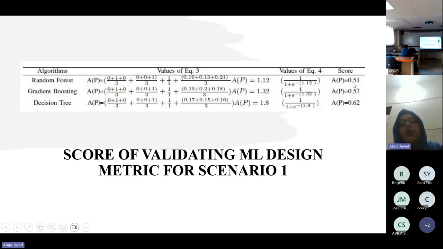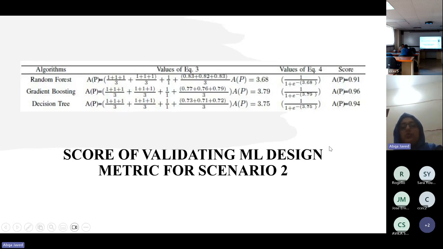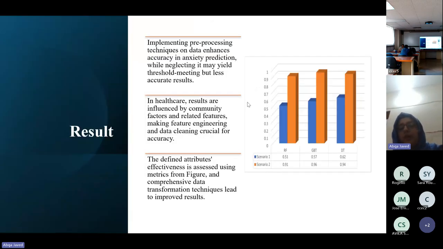The random forest gives us a score of 0.51, gradient boosting gives us 0.57, and the decision tree gives us 0.62. We also pass these models in the second scenario, where we apply all the predefined attributes to the model and achieve the highest results. When we apply our predefined data or attributes, random forest gives us a score of 0.91, gradient boosting gives 0.96, and the decision tree provides 0.94.